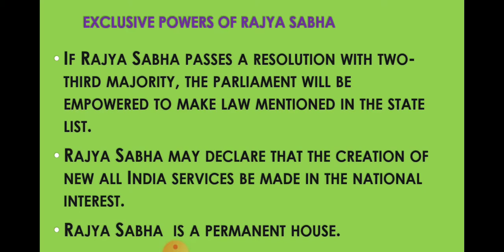Once again, if Rajya Sabha passes a resolution with a two-thirds majority, the parliament will be empowered to make law mentioned in the state list. Second one, Rajya Sabha may declare that the creation of new All India services be made in the national interest. Then last one, Rajya Sabha is a permanent house. It cannot be dissolved. This is the end of the first civics chapter.